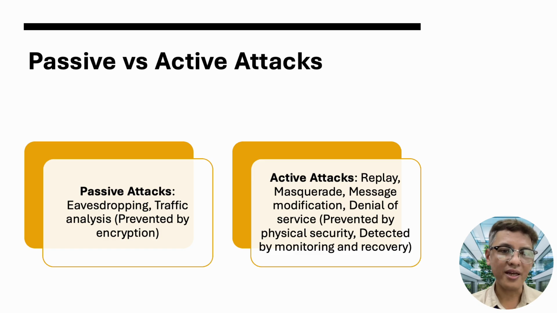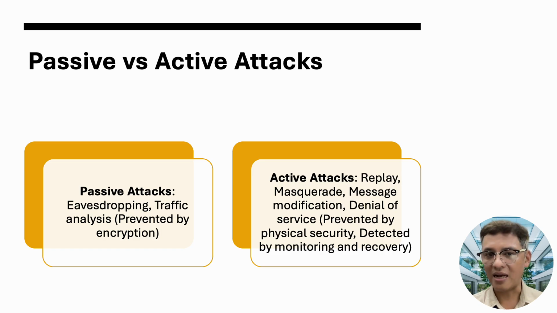To understand threats thoroughly, it's crucial to differentiate between passive and active attacks clearly. Passive attacks involve an attacker observing or listening to system communications without altering data. Examples include eavesdropping on email exchanges or analyzing traffic patterns between servers. Although passive attacks can be challenging to detect, preventive measures such as encryption are highly effective against them.